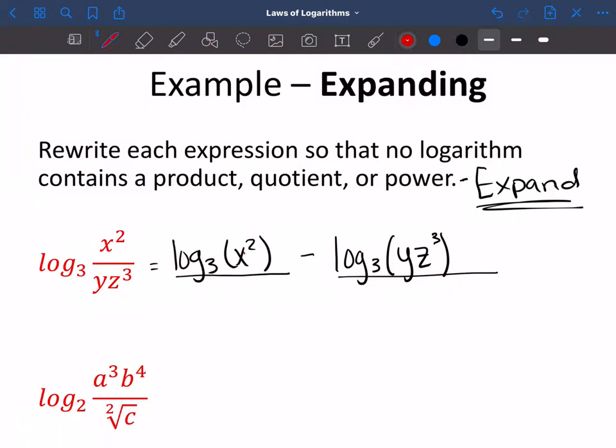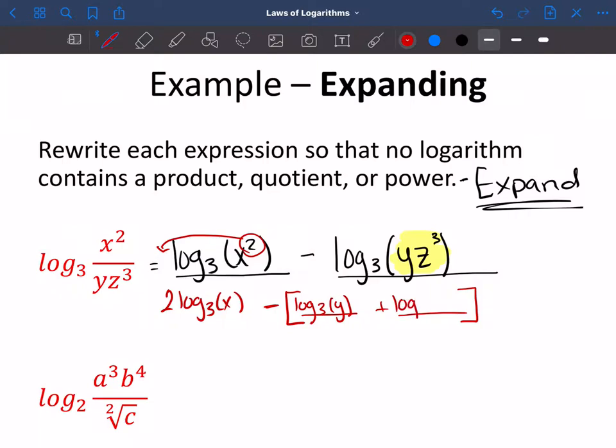So now we need to get rid of this power here by writing it out front. So that's going to be 2 times log base 3 of x. So that's taken care of. But over here we have a product. So we still have to expand this into two terms. So let's do that. So we're going to subtract. Now because I'm going to have to expand this into two terms, I'm going to again have it in some parentheses or brackets. So this will be the log base 3 of y plus log base 3 of z cubed.